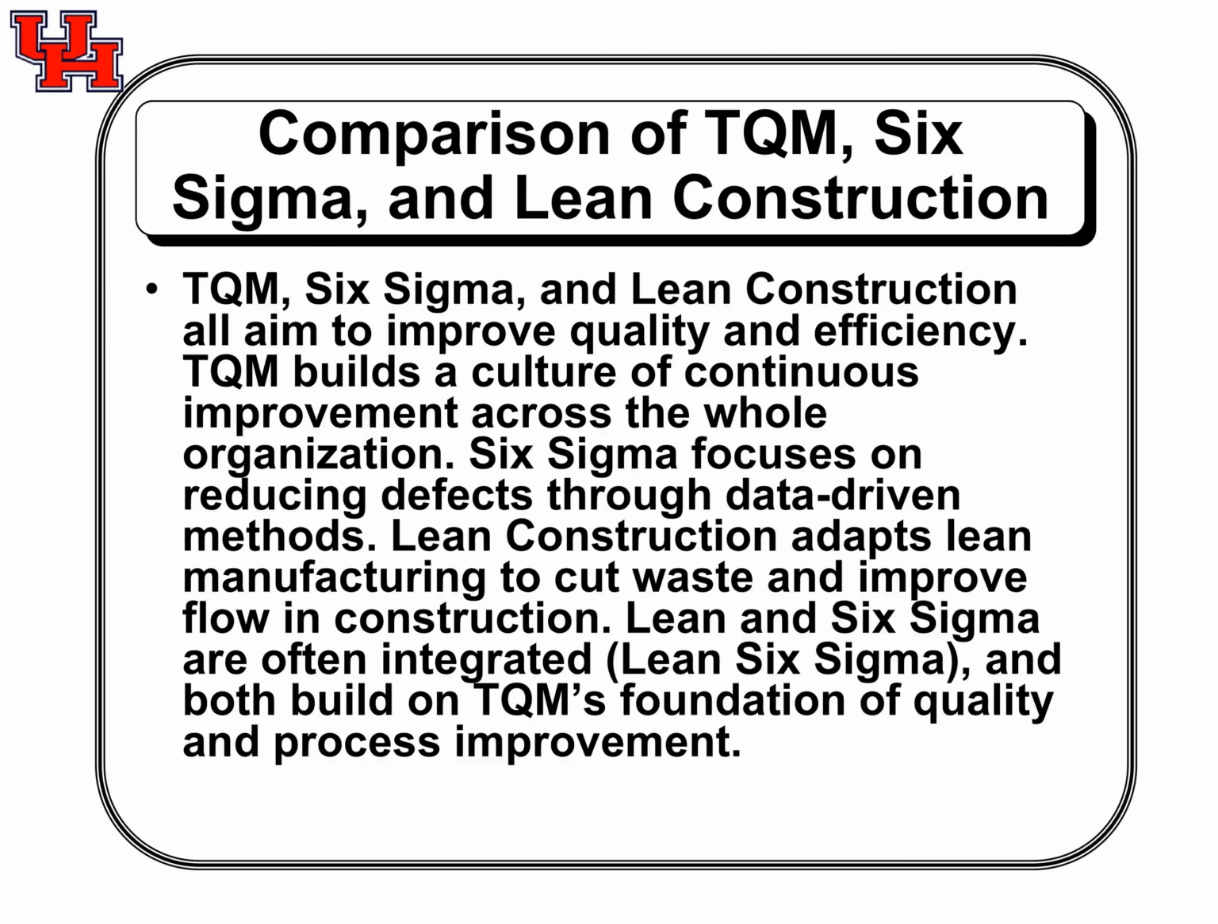Let's compare the three. TQM builds a culture where quality is everyone's job. Six Sigma gives us tools to reduce mistakes with data. Lean construction focuses on making work flow better and cutting waste. These aren't separate, they actually support each other. Many firms combine them into Lean Six Sigma, built on TQM principles.